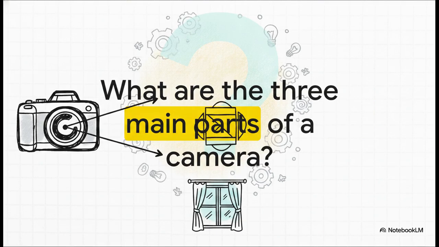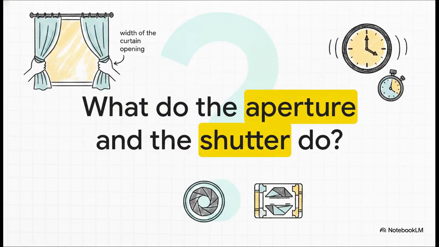All right, to wrap things up, let's do a quick, rapid-fire quiz to mentally lock in what we've covered today. Question 1. What are the 3 main parts of a camera involved in taking a photo? Think back to that window and curtain analogy from earlier. Question 2. What do the aperture and the shutter actually do? Again, visualize that room. Which one dictates the width of the curtain opening, and which one is the clock timing how long those curtains are pulled back?